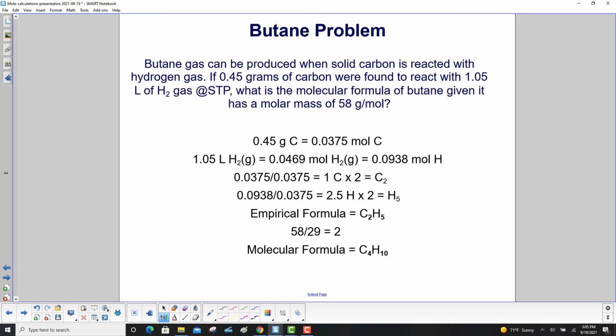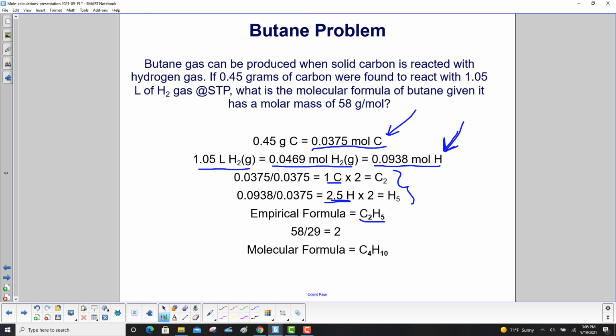The 0.45 grams of carbon is 0.0375 moles of carbon. We do the same thing for the hydrogen gas, where 1.05 liters of hydrogen gas is 0.0469 moles of hydrogen gas. Then to find out the moles of hydrogen, because we need just hydrogen, not the H2, we get 0.0938. We now divide both of these numbers by the smallest mole, which is 0.0375. So for carbon we get 1, and for hydrogen we get 2.5, but you can't have half an atom, so we have to multiply both by 2, and we get C2H5.